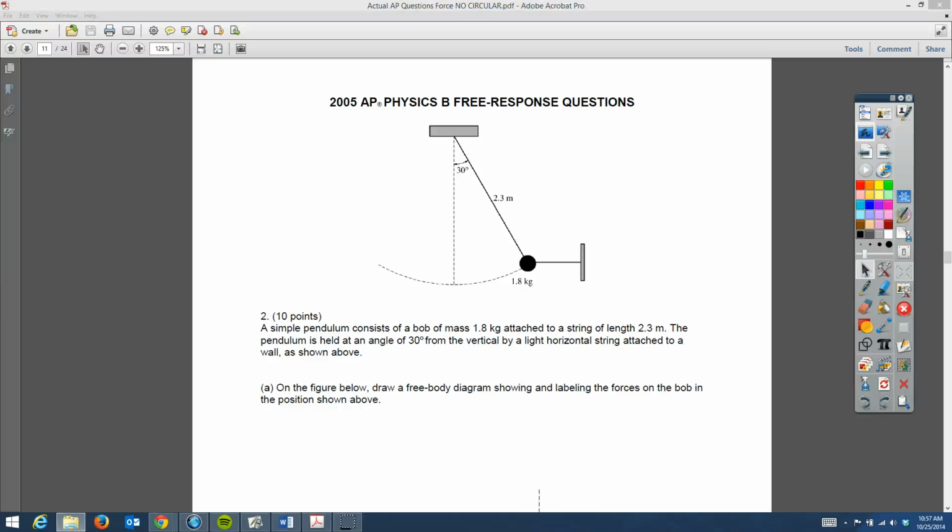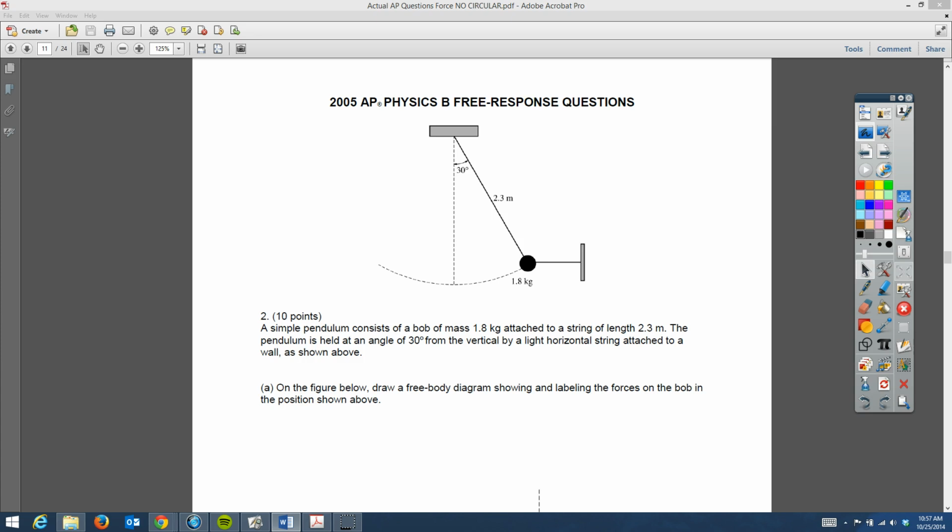All right, everybody. So we're going to look at, this is Horner, and we're going to look at 2005 AP Physics free response question. This is number 2, and what we want to look at for this one is just making sure that we can draw some diagrams. There's really not a lot more to it other than drawing some diagrams and then just making sure that we can solve for one of the components of tension.